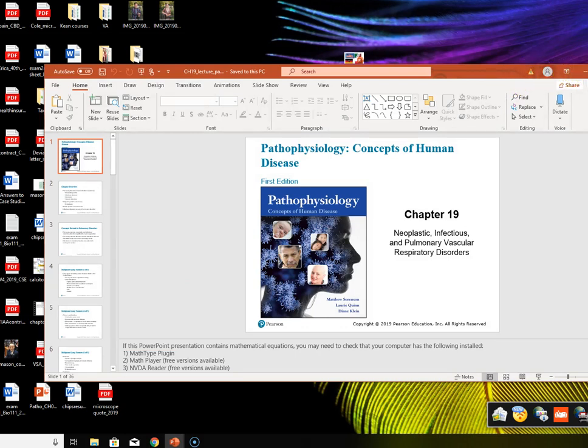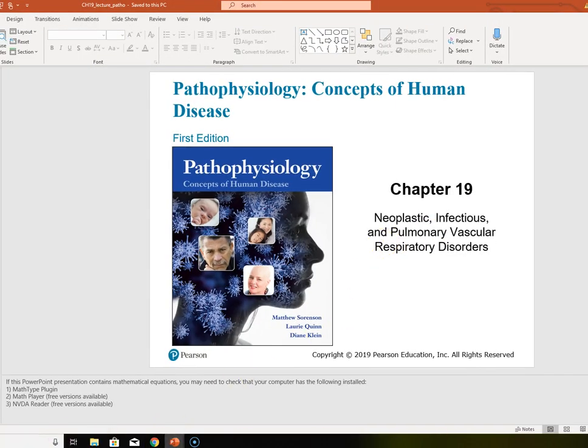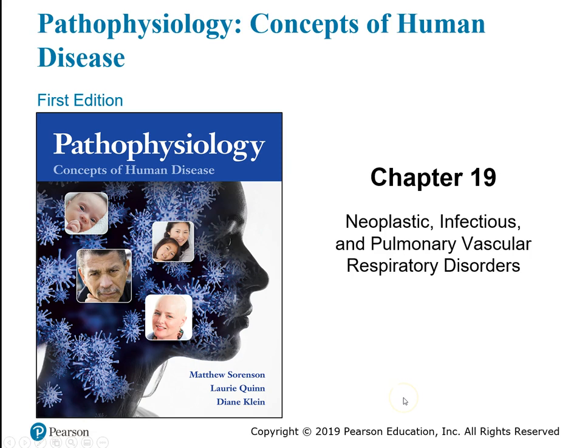I'm going to pull that up and let's talk about some of the things in here. Okay, so this chapter is on neoplastic, infectious, and pulmonary vascular respiratory disorders. So I just wanted to make sure I mentioned some of them. And if you look back at that unit opener, that summary, right? It had that whole body and showed you all these different types of diseases. Make sure you understand that and know where these things fit in.